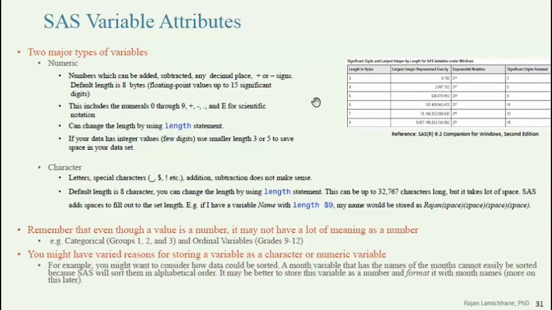Let's discuss SAS variable attributes. There are two major types of variables in SAS, as I already said: numeric and character. Numeric variables can be added, subtracted, or could have any decimal place, plus or minus signs. The default length of a numeric variable in SAS is 8 bytes. So 8 bytes holds floating point values with a maximum of up to 15 decimal places. And this could include any numeric from 0 to 9, plus or minus, or even the scientific notation E.